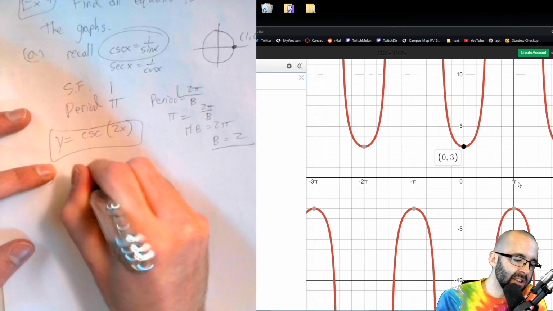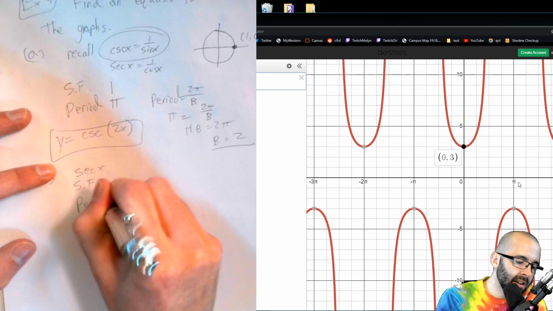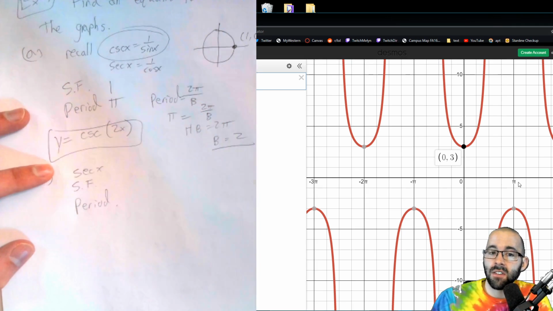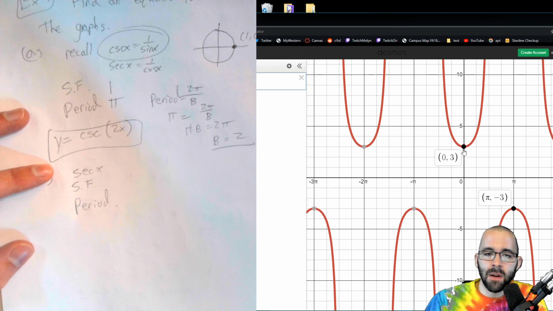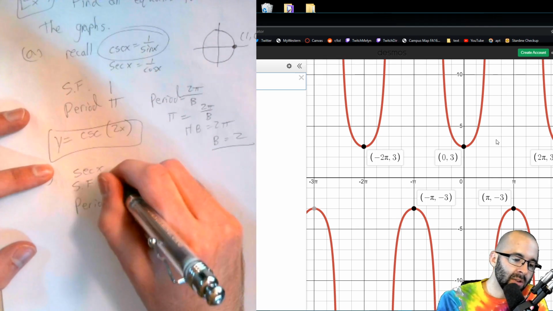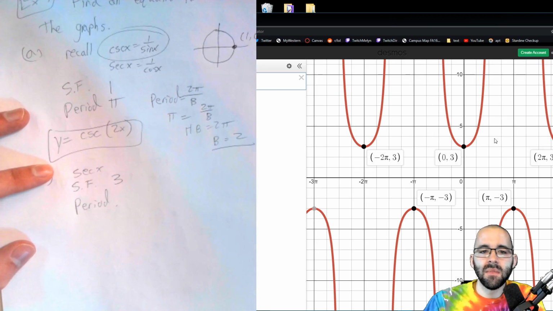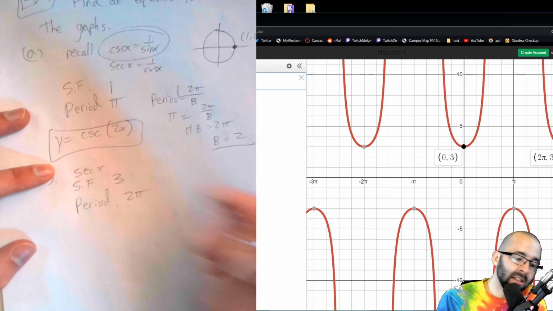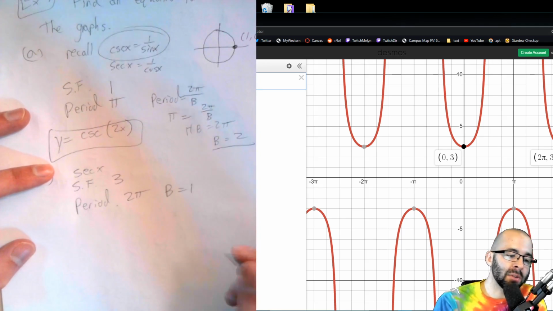And then again, we need to find the stretching factor. We need to find the period so that we can find b. Is there a phase shift? Is there a vertical translation? Well, notice that the local minimum over here is 3. The local maximum is -3. So this immediately tells us our stretching factor. We just look at that y value. Okay, so our stretching factor is going to be 3. To find the period, we just see how long it takes till it repeats. Well, the distance between these two repeated parts of the graph is 2 pi. Period is 2 pi. I don't need to do the math on that. I know that means b equals 1.